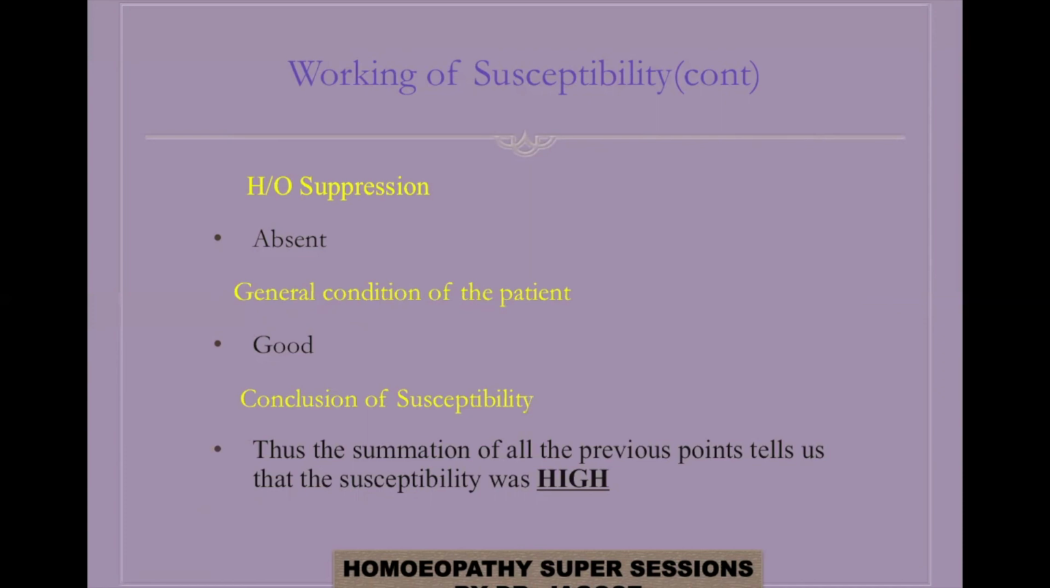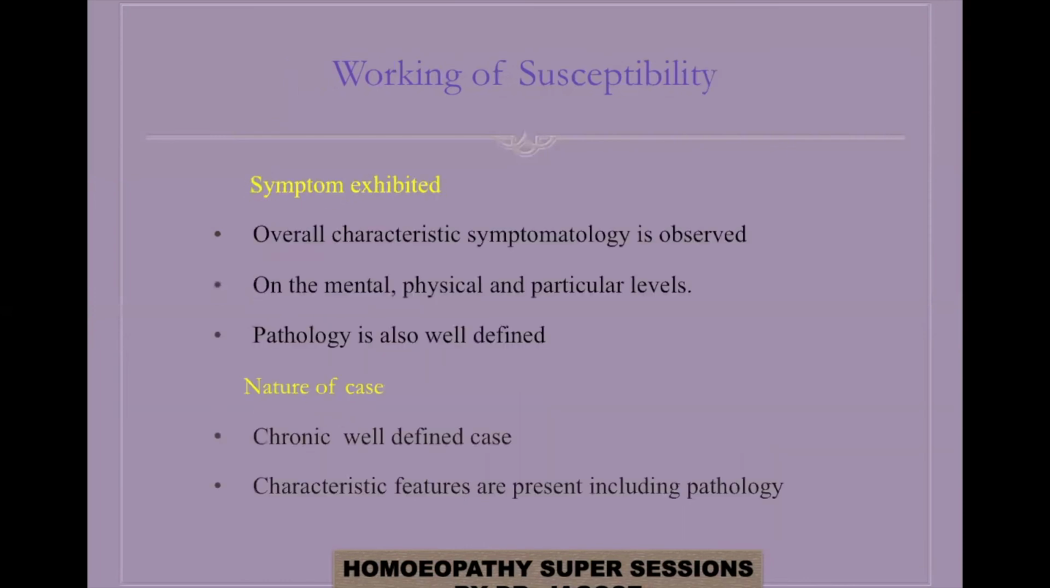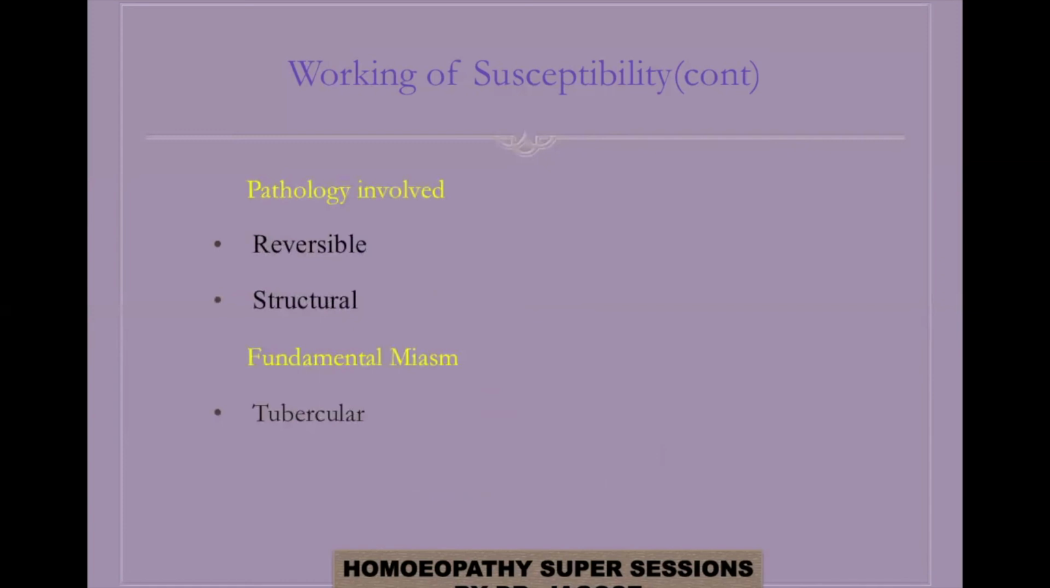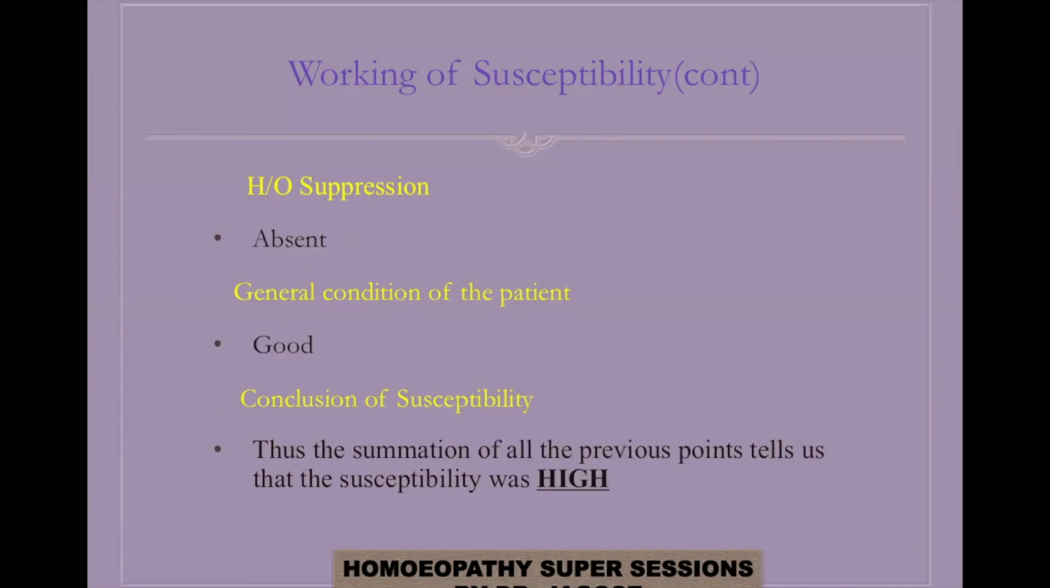So therefore, if we have a conclusion, we would see that all of them point to a high susceptibility. Let me again take you through. In this point also, symptom exhibited is characteristic. Therefore, conclusion is what? Susceptibility is high. Nature of the case, chronic case with characteristic symptoms, therefore susceptibility high. Pathology is reversible, therefore susceptibility is high. Fundamental miasm tubercular, therefore susceptibility is high or heightened. Sensitivity on the mental and physical level is high, therefore susceptibility is high. History of suppression is absent, therefore susceptibility is high. General condition of patient is good, therefore susceptibility is high.